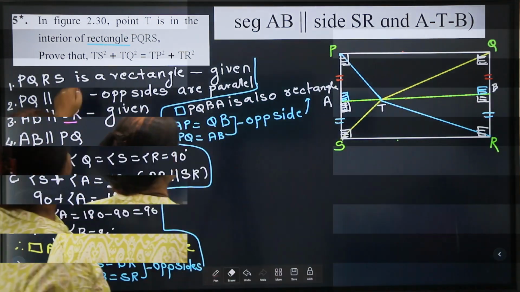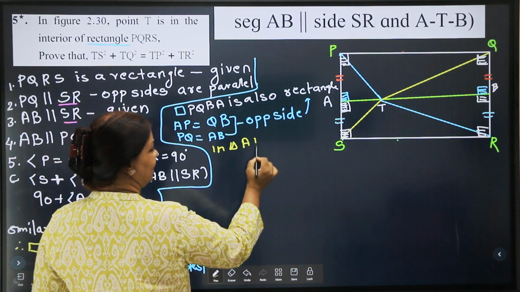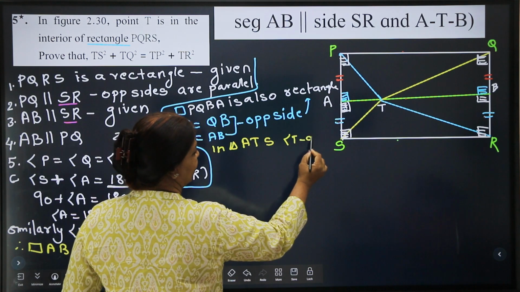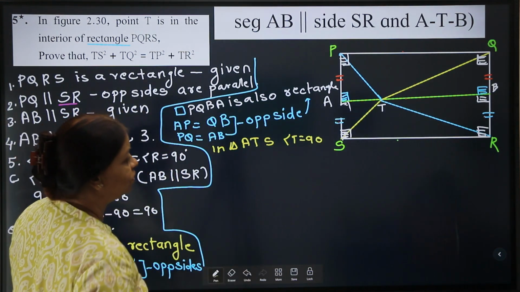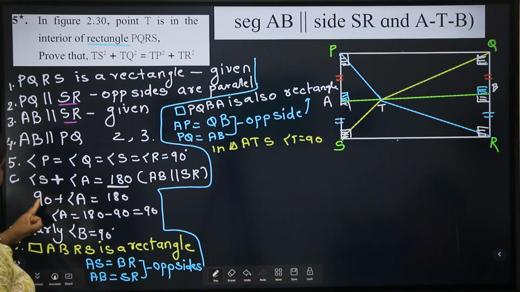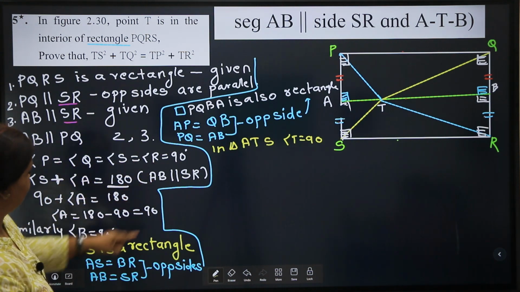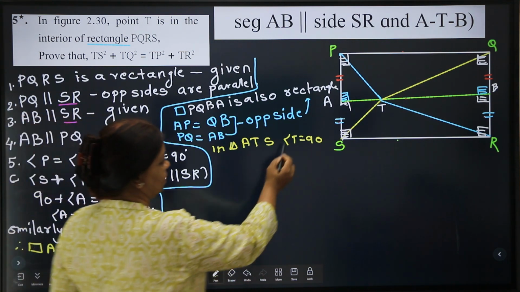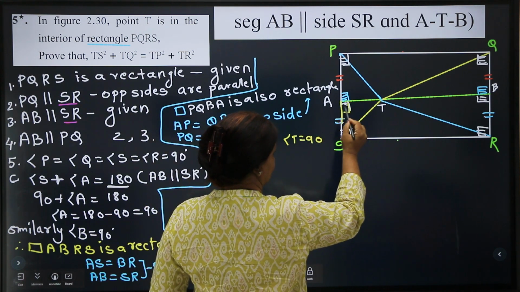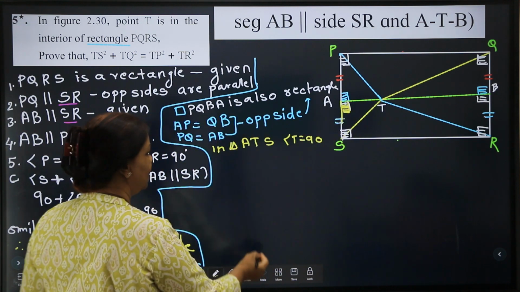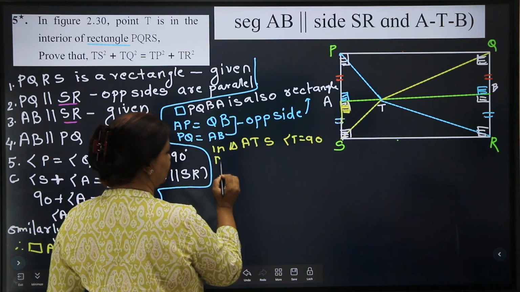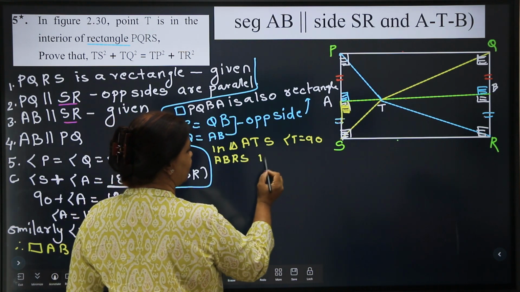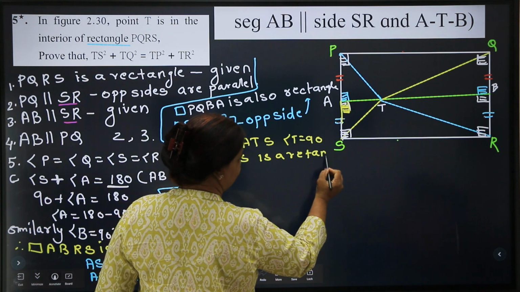Proof: in triangle ATS, angle T is equal to 90 degrees. And how do we know that angle T is equal to 90 degrees? Because we proved ABRS is a rectangle, so each angle will be 90 degrees. So we should write angle T is equal to 90 degrees as ABRS is a rectangle. We proved it and therefore we can take it.